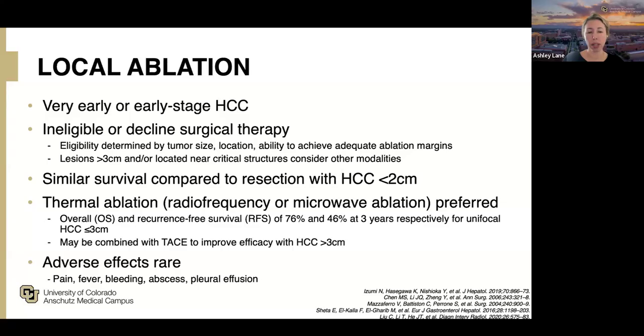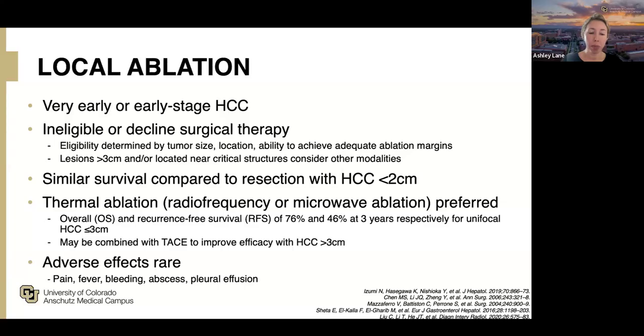So we determine eligibility by their tumor size, location, whether or not we can achieve adequate ablation margins. So getting all that tumor and then a little bit of background liver as well. Lesions that are bigger than 3 centimeters, like I said, are located near structures where pursuing ablation can hurt the surrounding structures. If there are critical structures around, we consider doing different modalities.